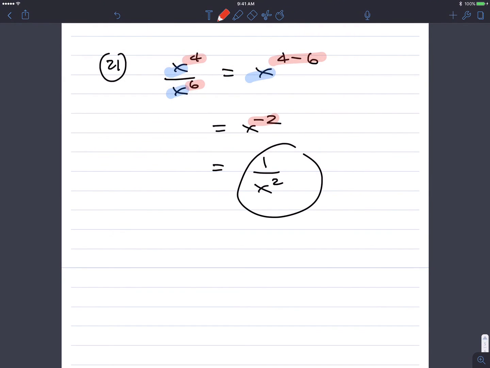The instructions say write with positive powers. Now this is an absolute must here when we simplify. It's not enough to say your answer is x to the minus 2 power. It has to be 1 over x to the positive 2 power. And we discussed that, and that's what the instructions say. So that's what we have to do.